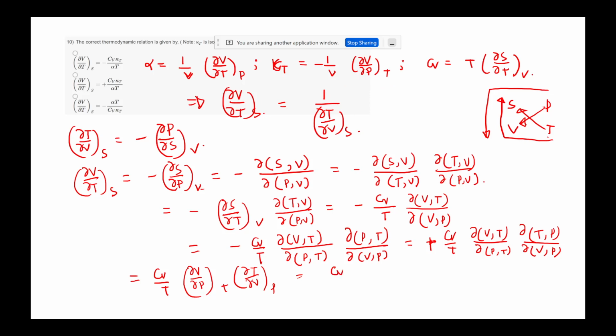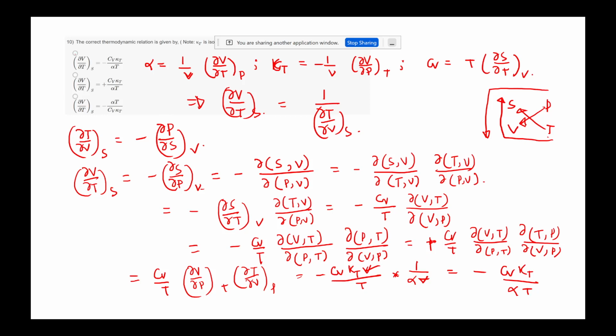So Cv minus KTV by T times del T del V at constant P. So del V del T at constant P will be alpha V, and then reverse of that, so 1 by alpha V. V cancels out, and you get Cv minus KT by alpha V.